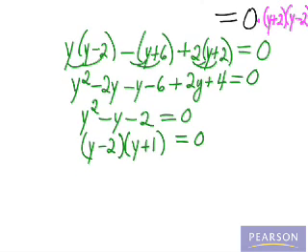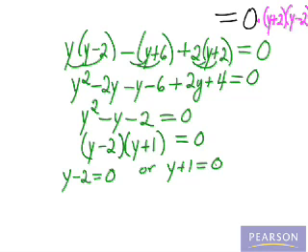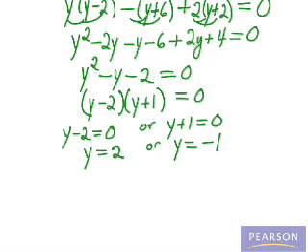Using the zero factor theorem, we have y minus 2 is 0, or y plus 1 is 0. That gives us y equals 2, or y equals negative 1. Because 2 is a number that cannot be a solution, since it causes an expression to be undefined, 2 is extraneous. So the only solution is negative 1.